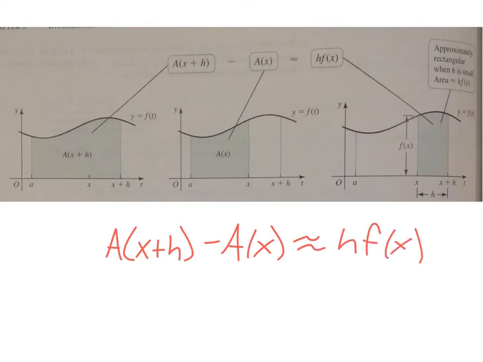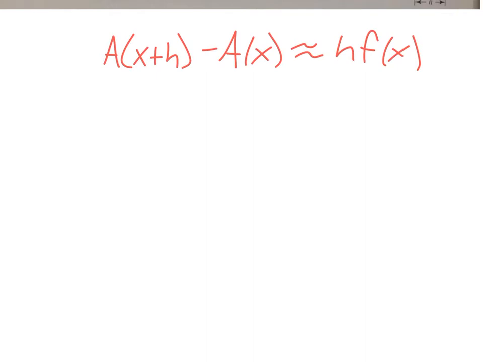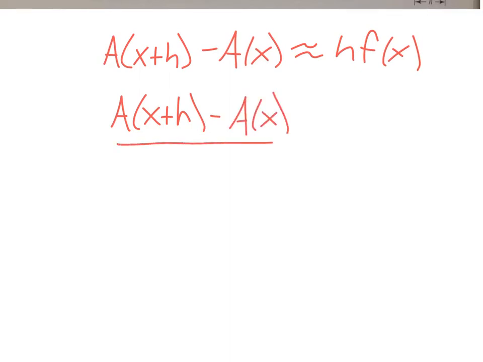Okay, so we have this statement, and they're saying, look, what if you just divided by h? Let's find out what f of x actually is there. So let's just divide through by h. And we would have that the area function evaluated a little bit more than x, subtract x, over h, is approximately equivalent to f of x. And hopefully this looks like something that we've seen before.